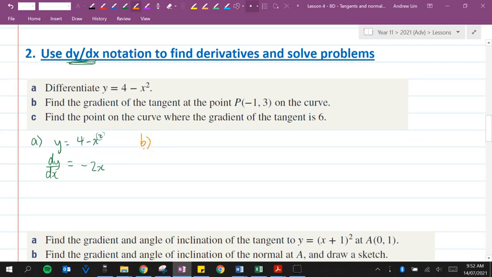We can now find the gradient because this is the gradient function. Okay, it tells us what the gradient is at any point along the curve. So find the gradient of the tangent at the point P (minus 1, 3) on the curve. So that tells us that x is minus 1. So when x is equal to minus 1, the gradient of the tangent is equal to minus 2 times minus 1. Now, where did I get that from? I got it from here: minus 2x. Minus 2 times minus 1 tells us the gradient of the tangent is positive 2. Okay, so it's going to be sloping up.